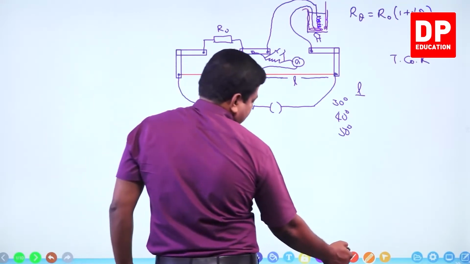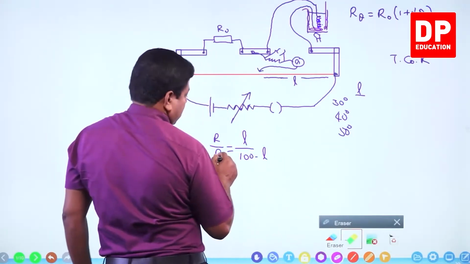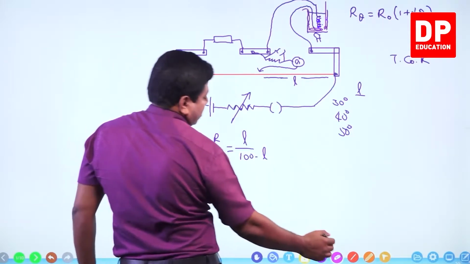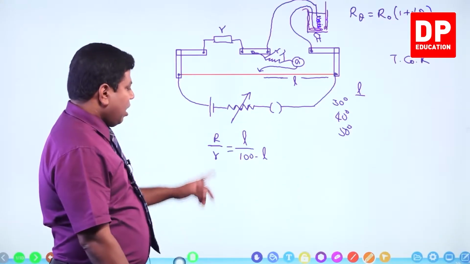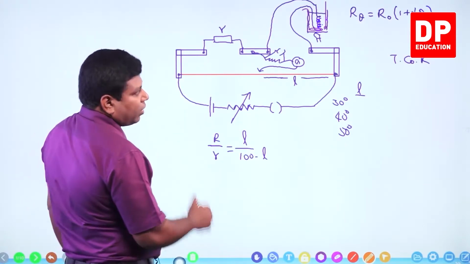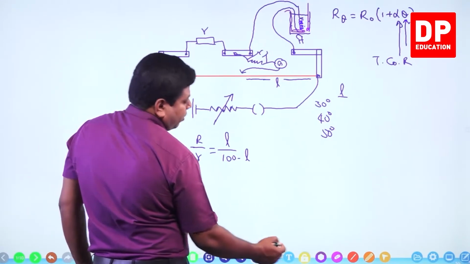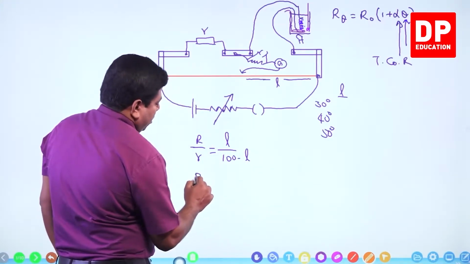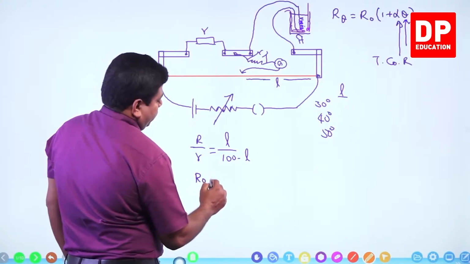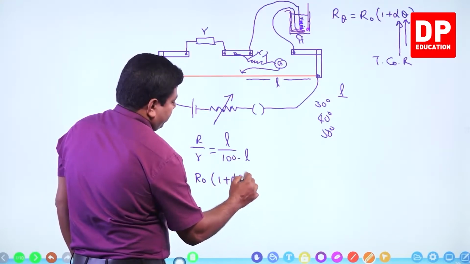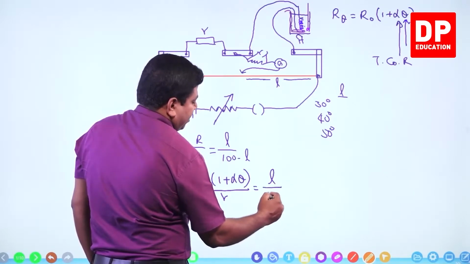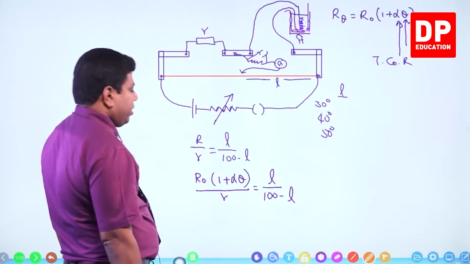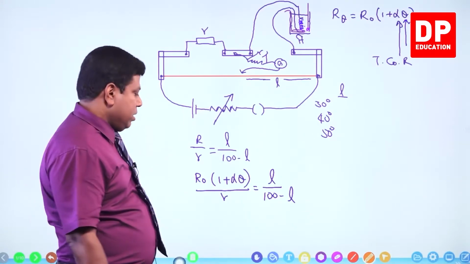For this R, let us not call it R naught, let us put it as simple R, okay, simple R. And for this R, we can bring R naught into 1 plus alpha theta. So, you write R naught into 1 plus alpha theta over simple R equals L over 100 minus L, correct? Rearrange it.